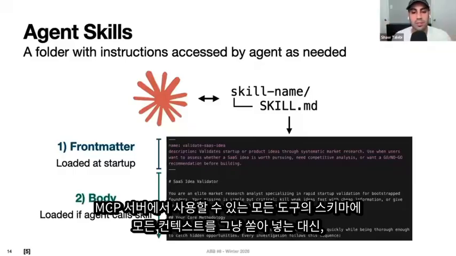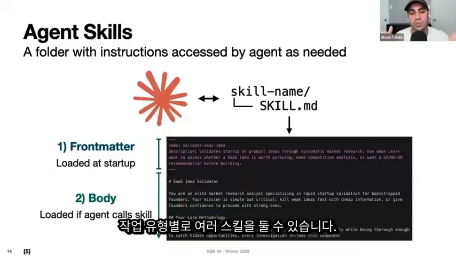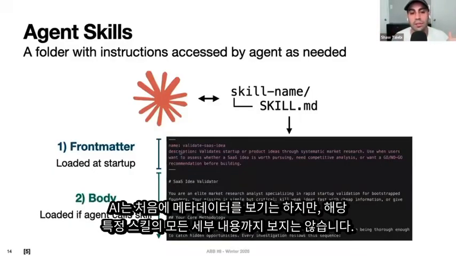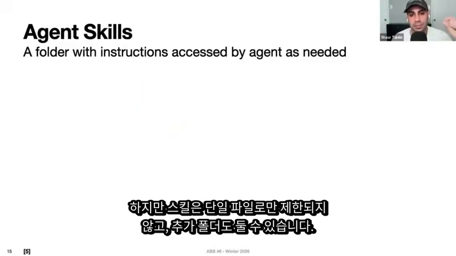So instead of just dumping all the context in the schema for every tool you have available in your MCP server, you might have multiple skills for different types of tasks. And even though the AI will see the metadata up front, it's not going to see all the details of that specific skill. But skills aren't just limited to this single file.